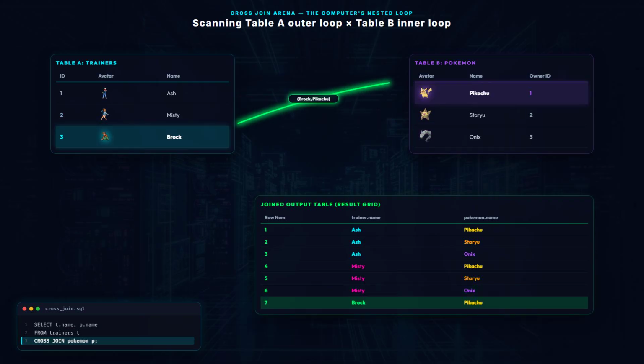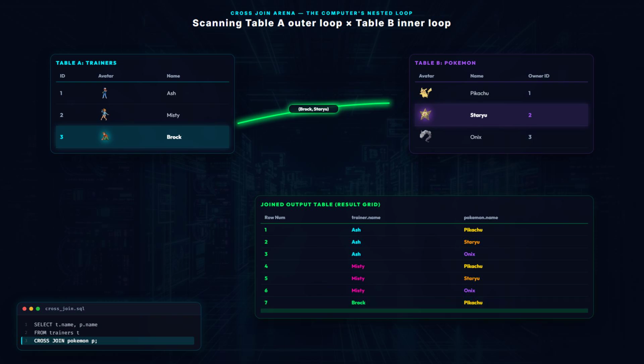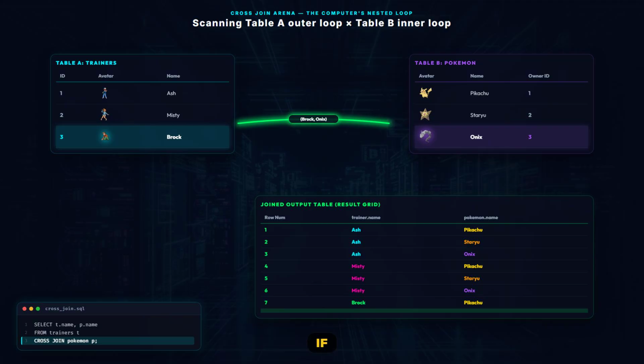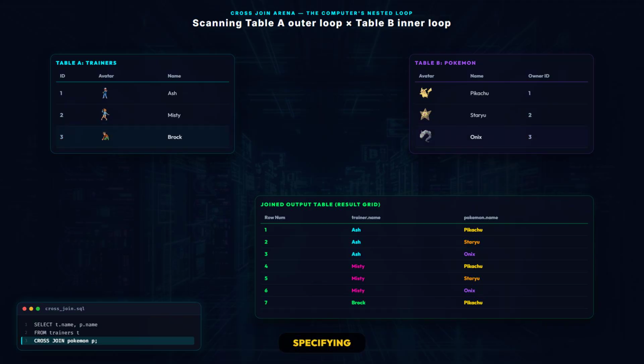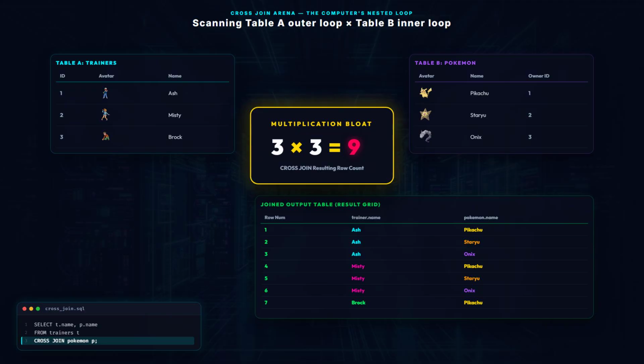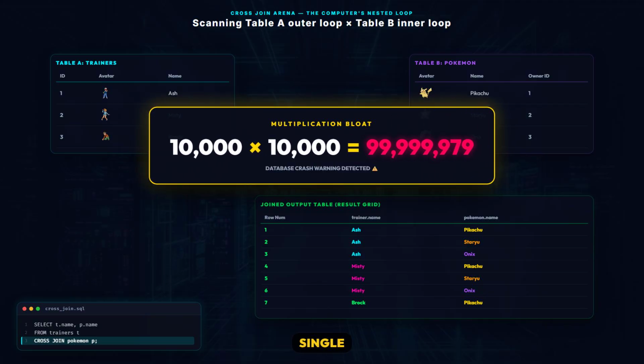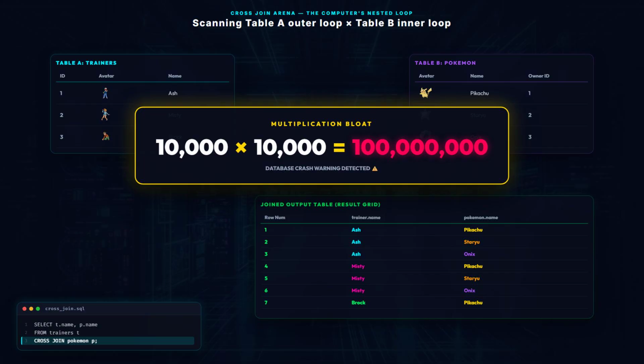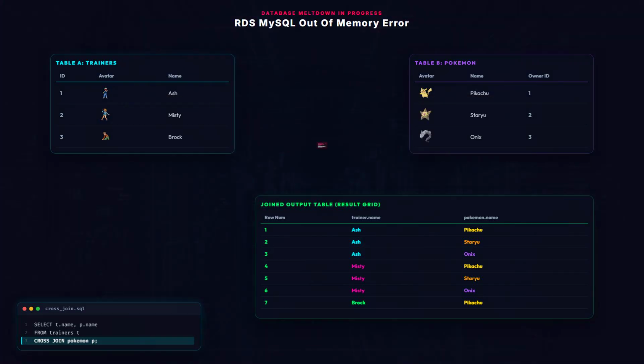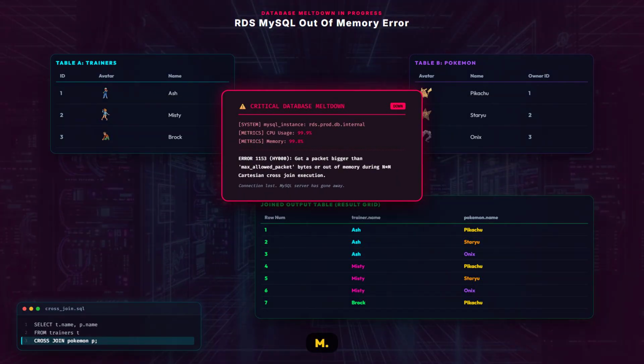and 3 Pokemon, Pikachu, Staryu, and Onix. If you join these 2 tables without ever specifying how they link together, SQL doesn't know who owns what, so it just defaults to pairing every single Pokemon with every single trainer. So what ends up happening is Ash gets Pikachu, but also Staryu and Onix. Misty gets all 3, Brock gets all 3. A simple 3x3 join just turned into 9 rows. Mathematically, that's n times m.